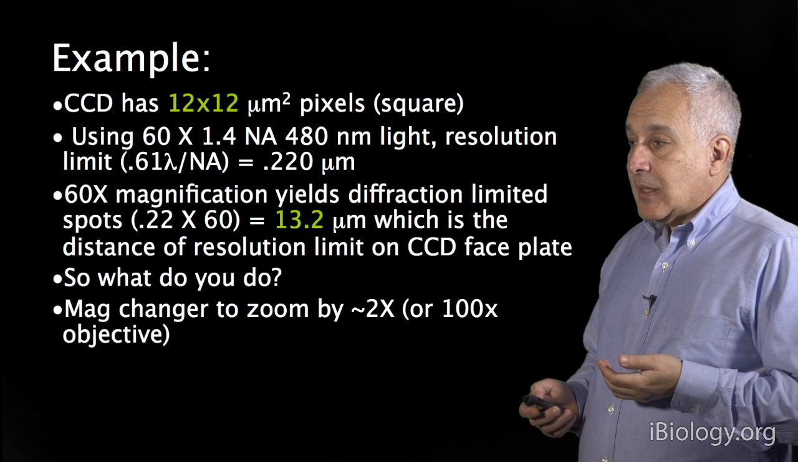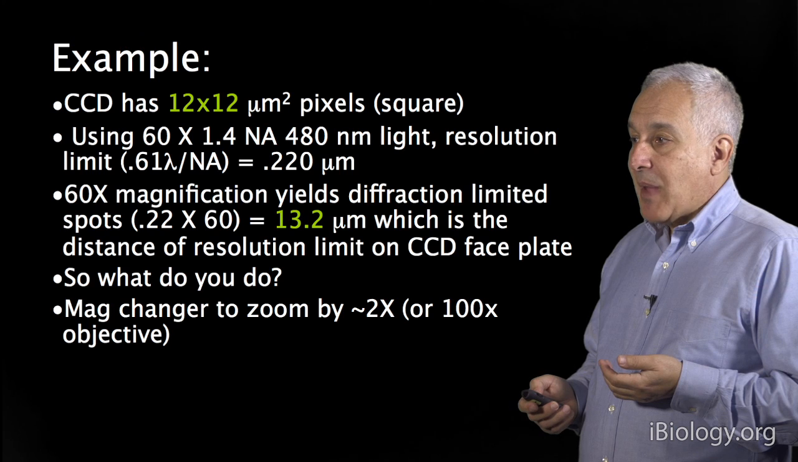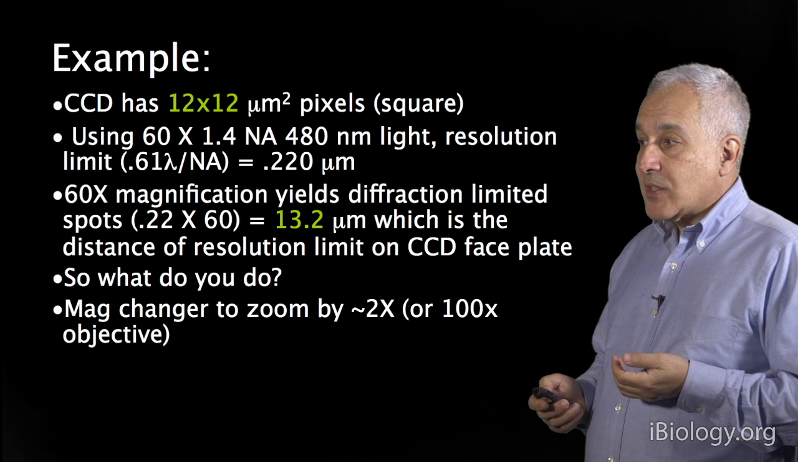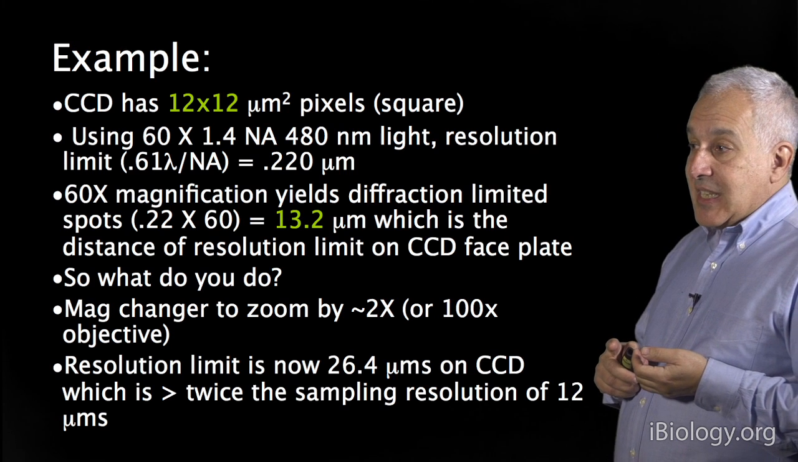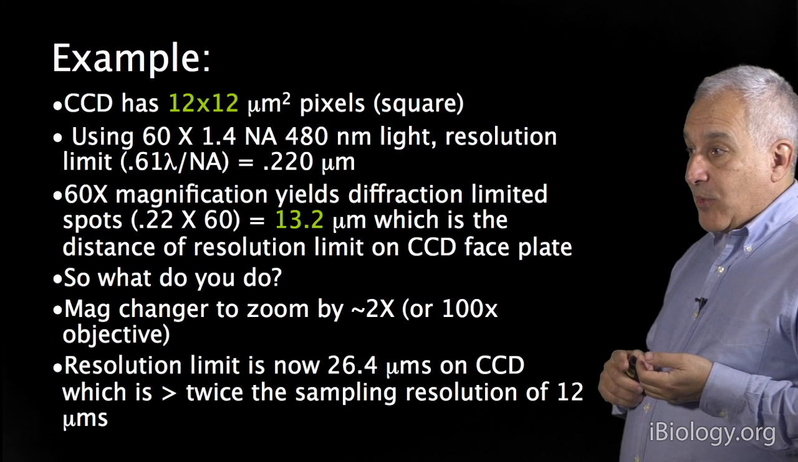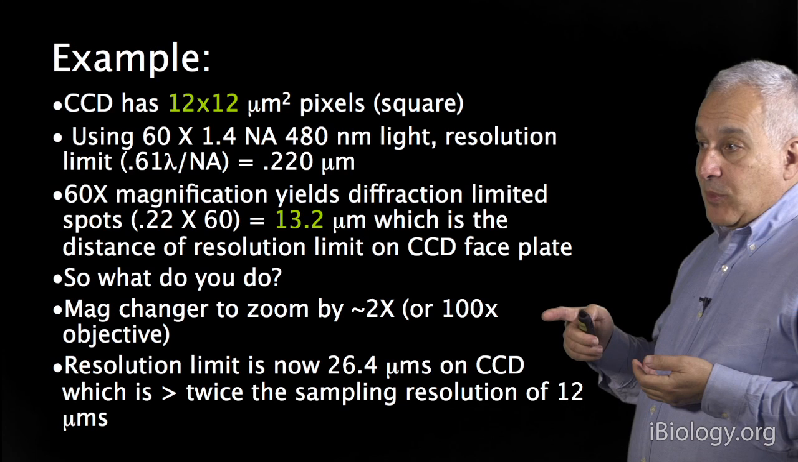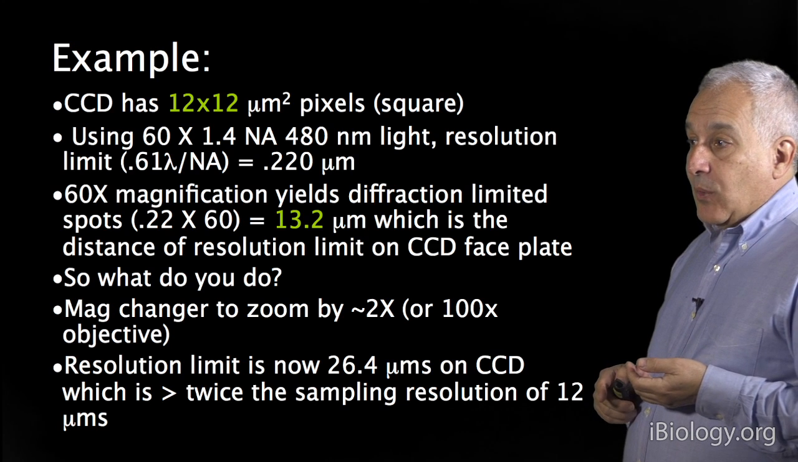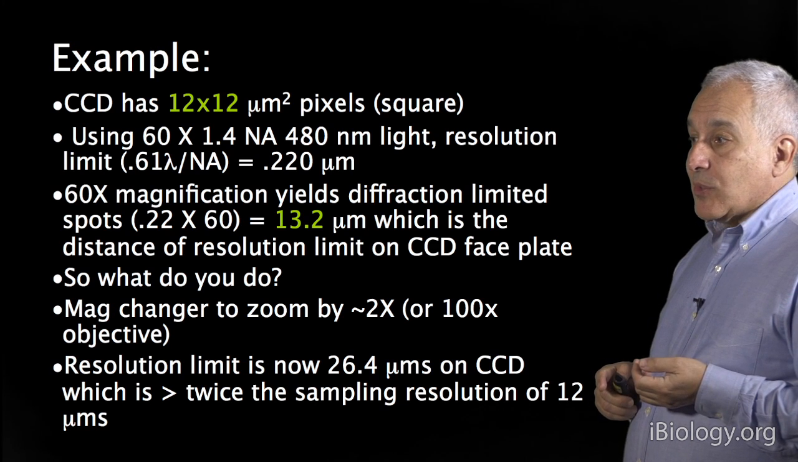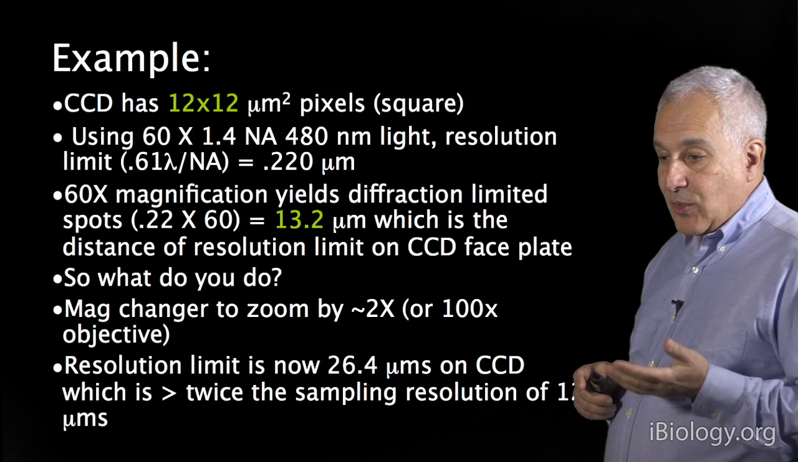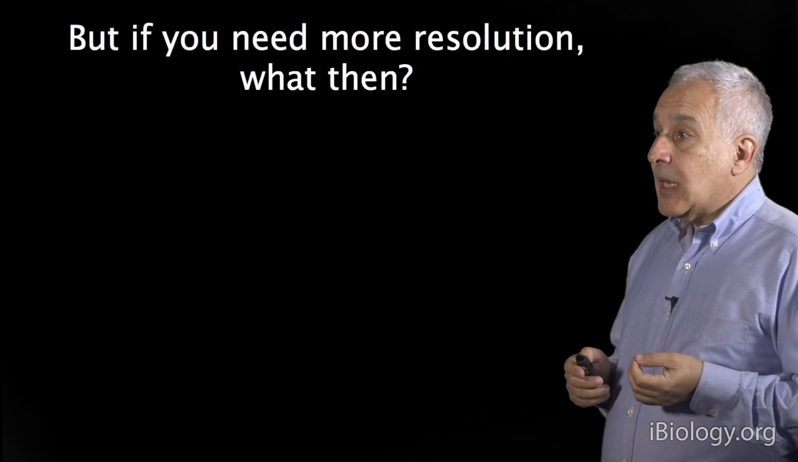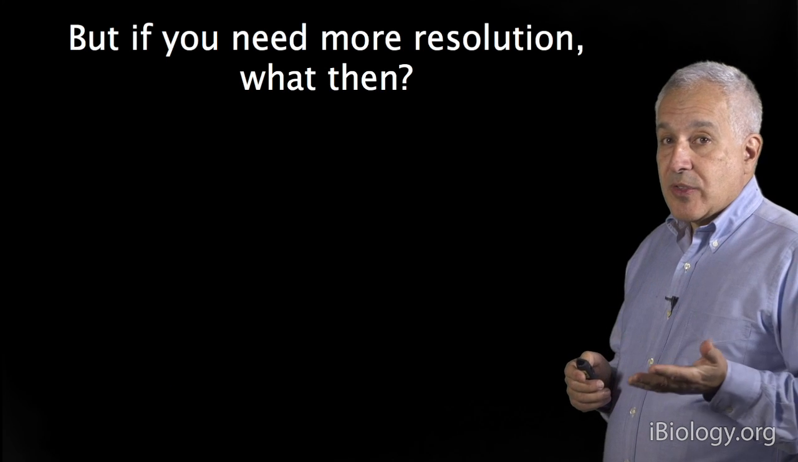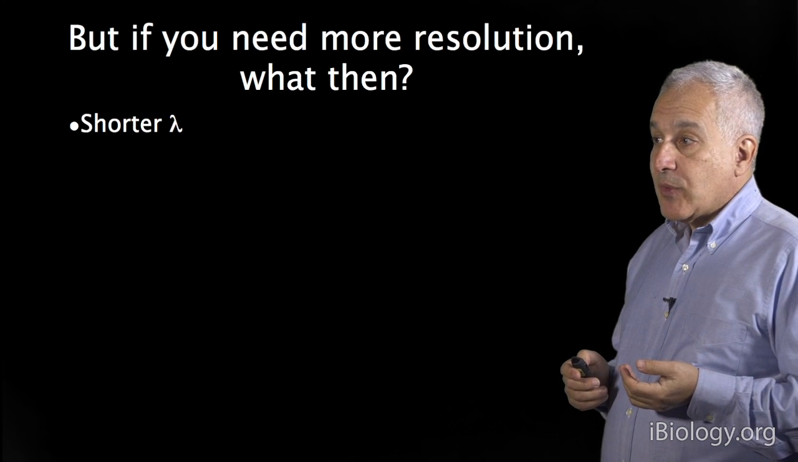So here, a mag changer to zoom by 2x or use a 100x objective. Then the resolution limit is now 26.4 microns on the CCD if you do a mag change of 2, which is greater than twice the sampling resolution of 12 microns. So now you will get the full value of that high numerical aperture lens. But if you need more resolution, what are the things you can do? So I'll just review some that we've already talked about.